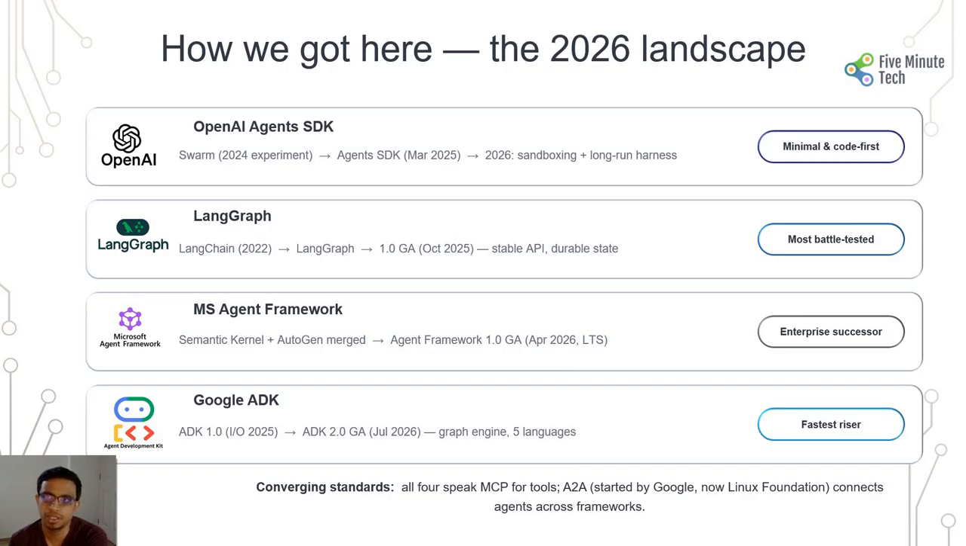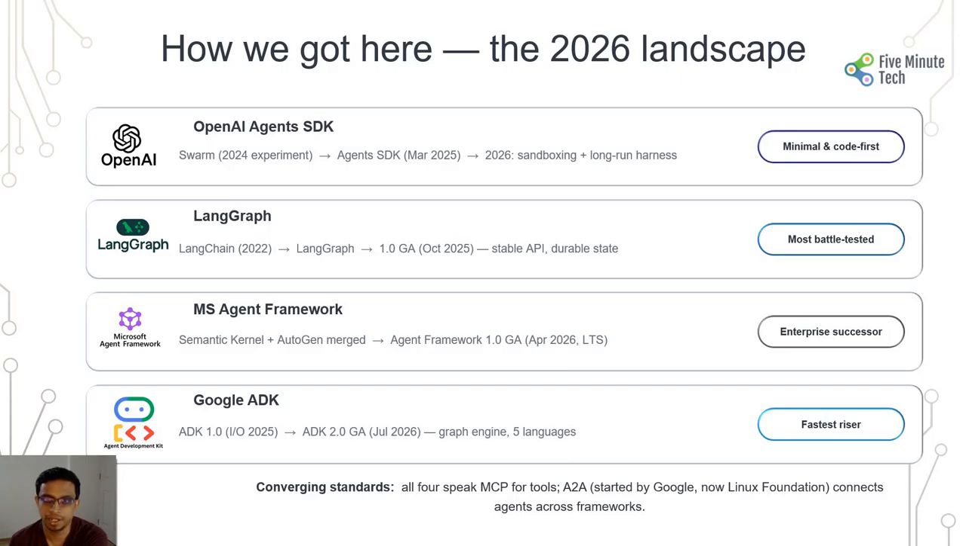Now, how did we get there? The 2026 landscape is very agentic oriented. For the OpenAI Agents SDK, there was the Swarm experiment in 2024, followed by the Agents SDK, which was released in March 2025. And in 2026, there is sandboxing plus a long-running harness. The harness concept is well known nowadays, wherein you provide the full set of structure for the agents to run.